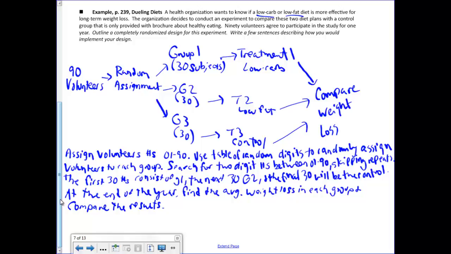Kind of lengthy, a lot lengthy, right? But this is a process we have to go through when you're designing an experiment.